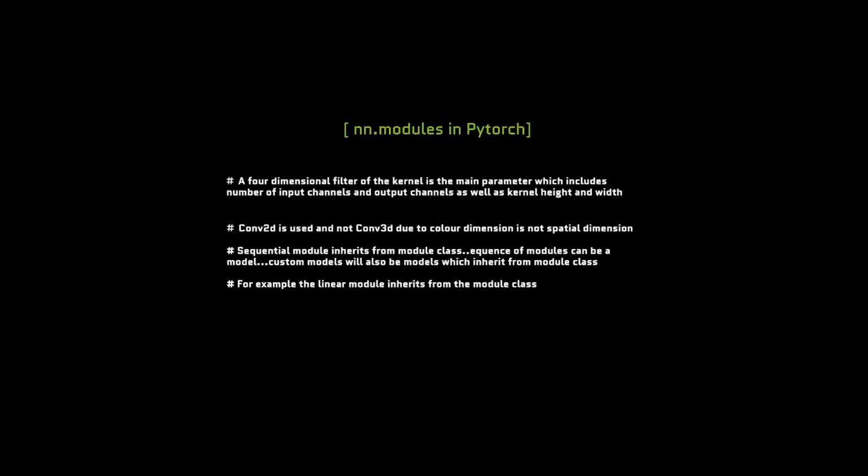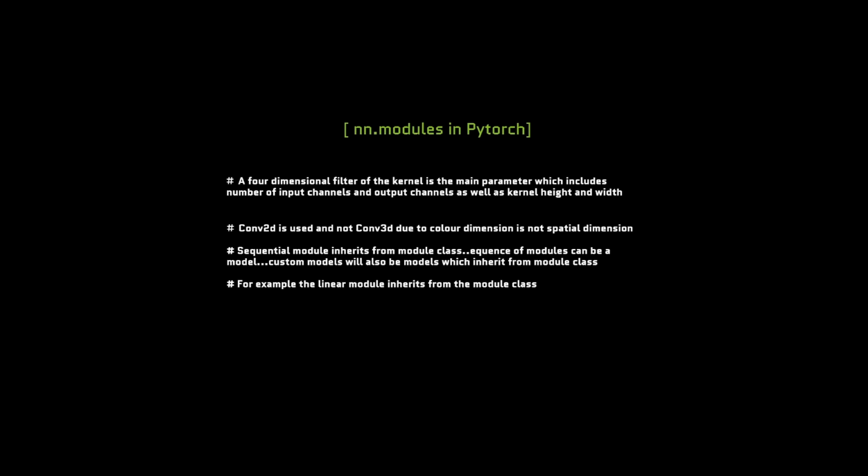Now we would like to begin to build our convolutional neural network in Pytorch. Considering Pytorch modules, there are different ways to build the convolutional neural network. Here we want to focus on the object-oriented method, as also shown at the beginning of this video. A four-dimensional filter or kernel is the main parameter, which includes number of input channels and output channels as well as kernel height and width. Usually kernel height is the same as kernel width. A conv2D is used and not conv3D because color dimension is not a spatial dimension.